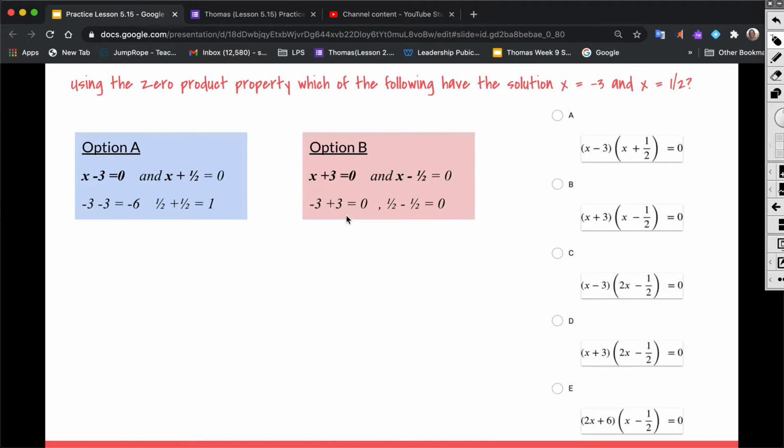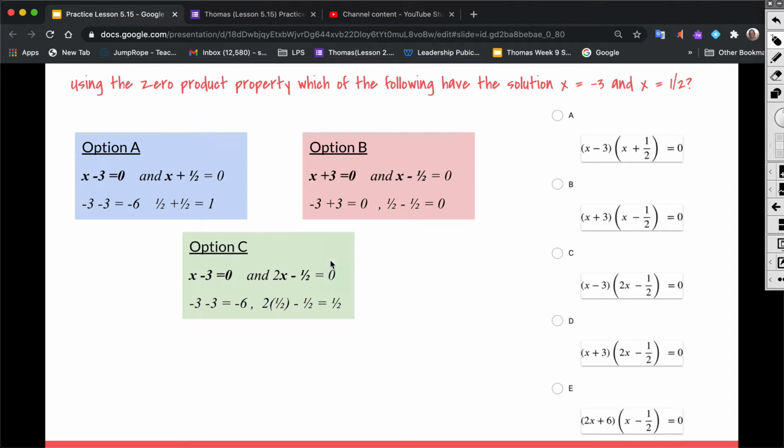Option B, doing the same. The factors are x plus 3 and x minus 1/2. So if I set those equal to 0, when I replace x equals negative 3 in the first factor, that's negative 3 plus 3, that's 0. If I replace 1/2 in the second factor, 1/2 minus 1/2, that's equal to 0. So that is exactly what I want.